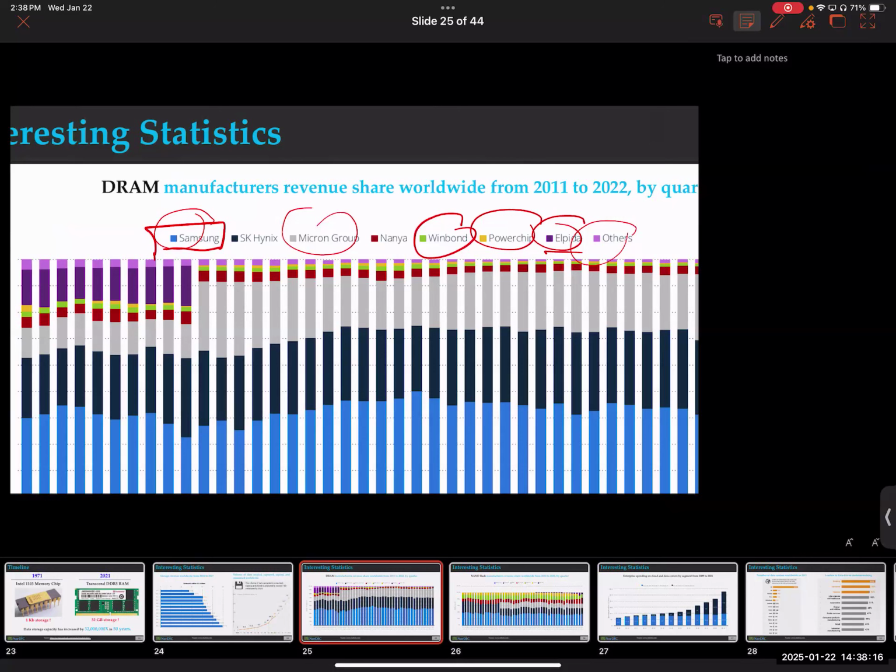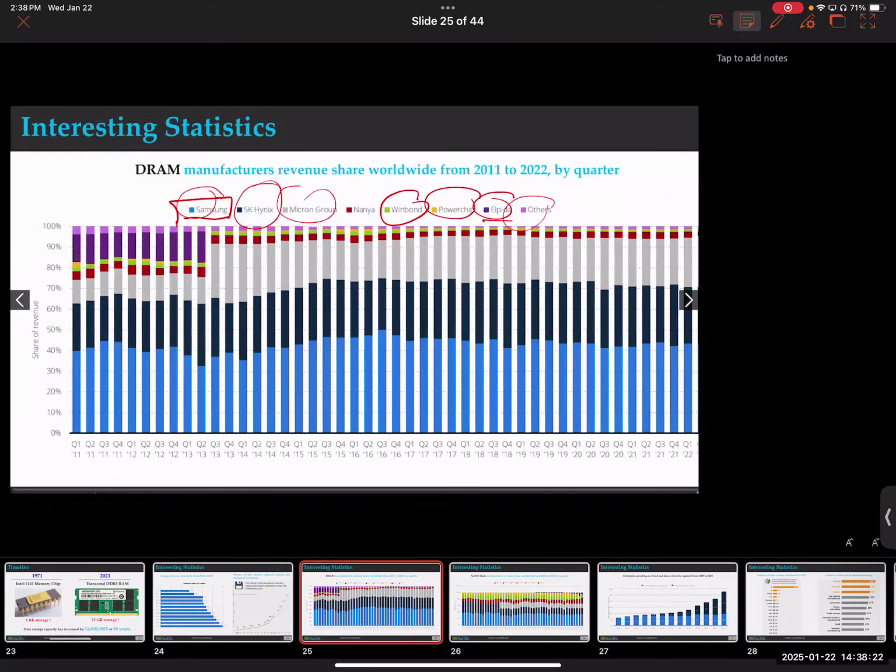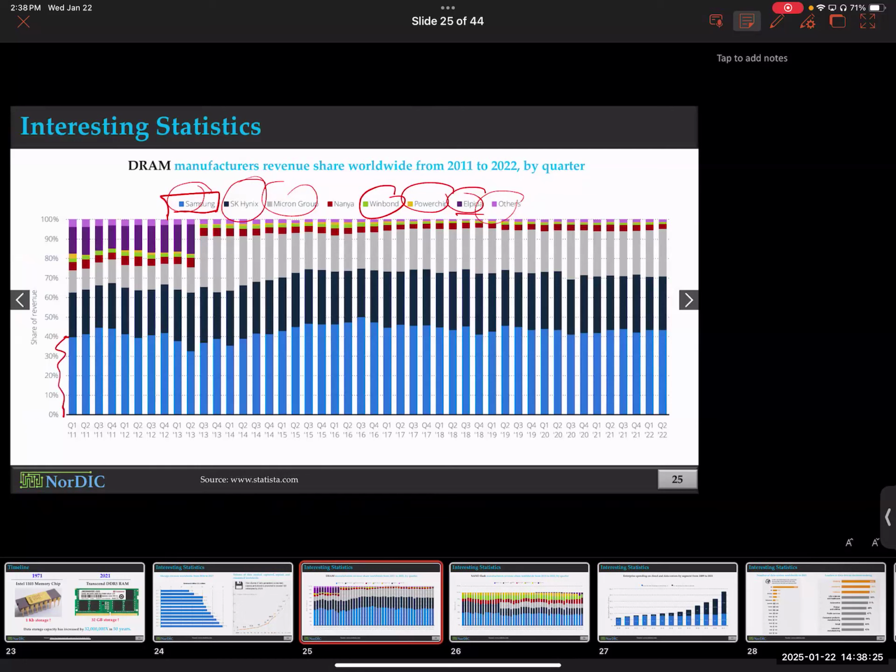So memory is a very different business. There are some known players like Samsung, for example. SK Hynix is South Korean Hynix. It's another big player. And notice, this is Samsung's share. This is SK Hynix share. And this is Micron, which is the biggest memory maker in the US. So that's where the US is. It's not even third, okay?